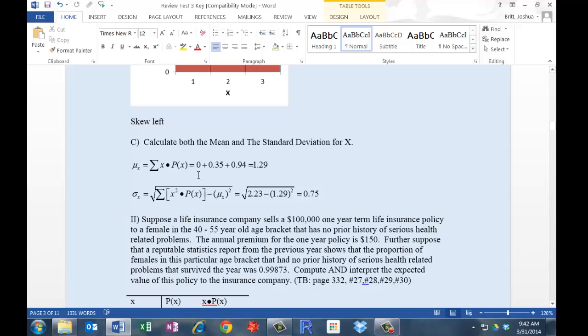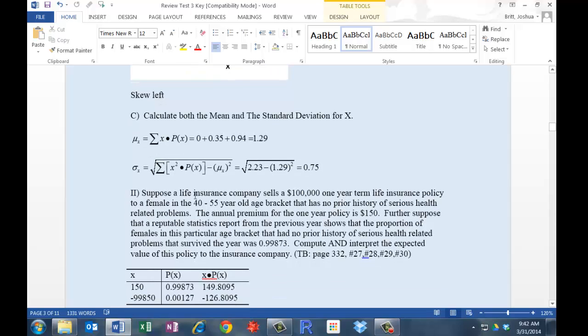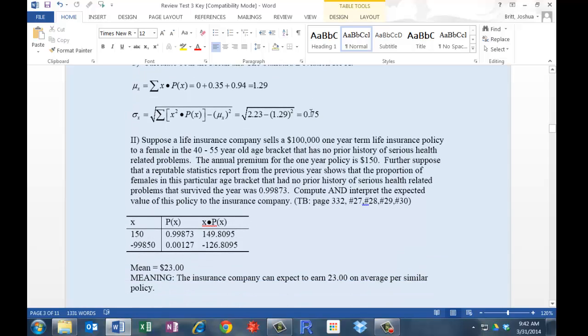Okay, here's where we calculate the mean and standard deviation. So the mean is add up the products of x times p of x. So that's that column up top, x times p of x. Add those up, 1.29. Standard deviation is the square root of the sum of x squared times p of x minus the mean squared. The mean is right here. We just got the mean. So add that up, minus 1.29 squared, and we get 0.75.